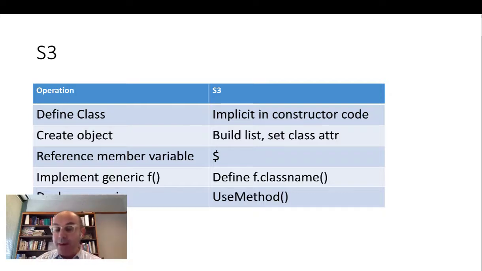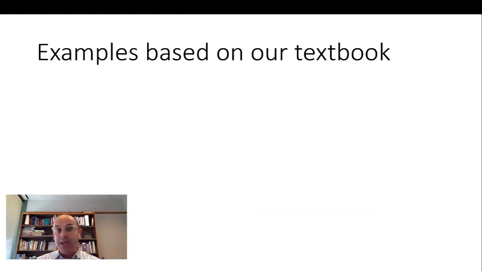So the S3 basically says to us, we can define a class, we can create a class inside a class, we can build a list, we can set class attributes, we can refer to the number of variables, and we can implement a generic function, which means a function class name. And we declare a generic UseMethod inside of it. Example from our textbook.